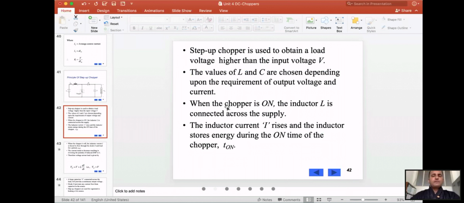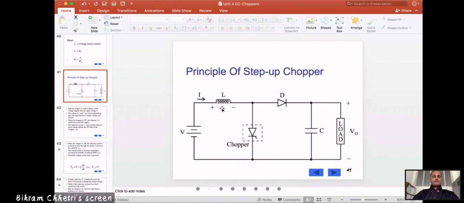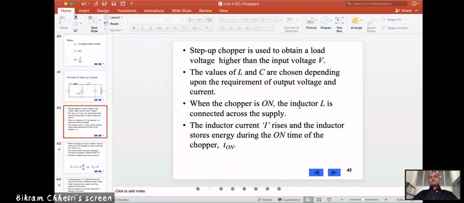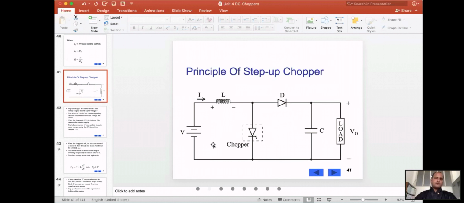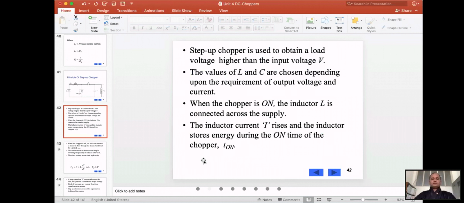When the chopper is on, it is connected across the load, across the supply. The inductor L is connected across the supply, the inductor current I rises and the inductor stores energy. You know the function of the inductor: the inductor current rises and L stores the energy during the on time of the chopper.